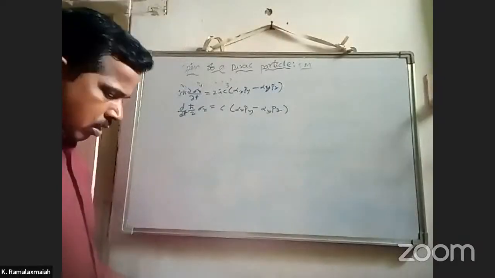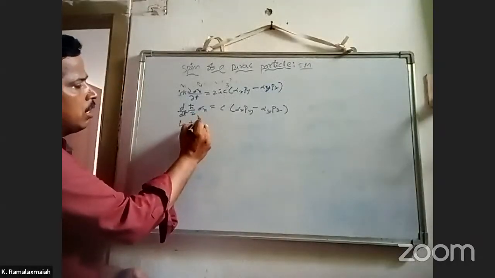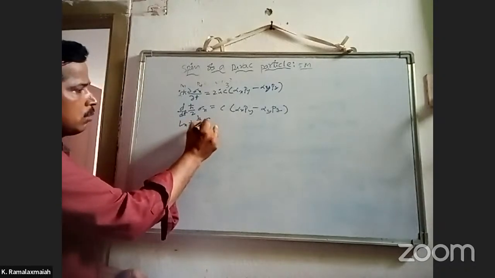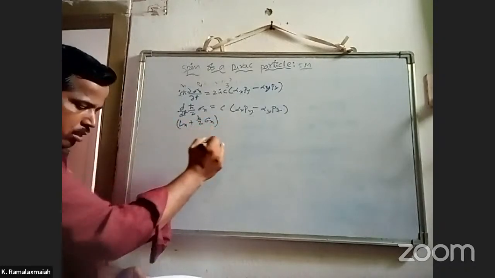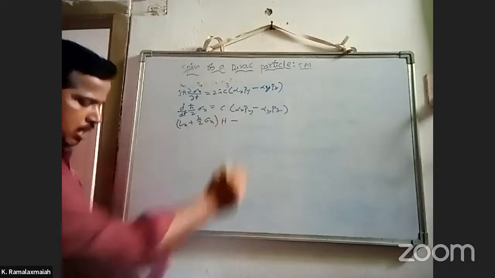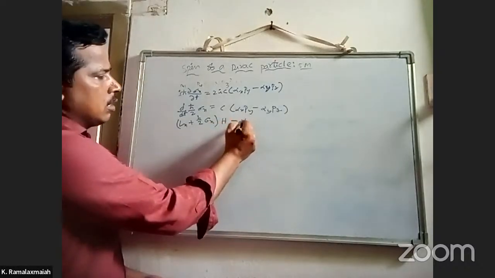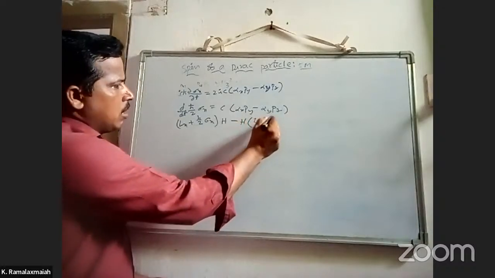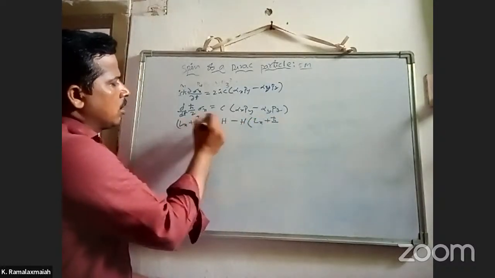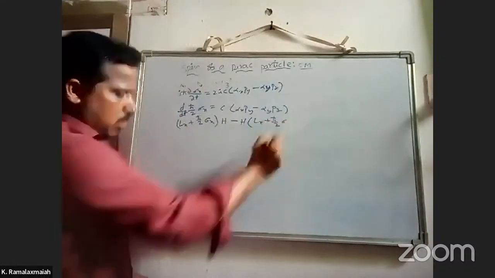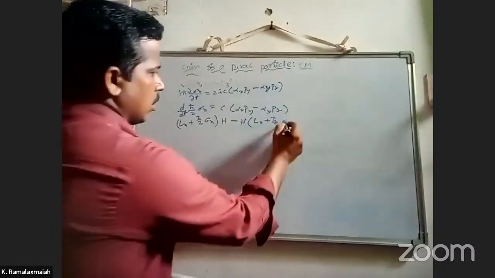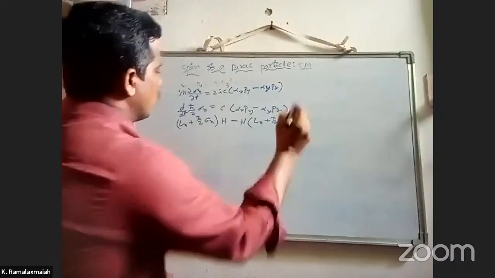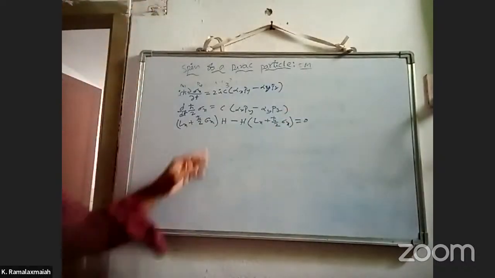Okay. So next, the [Lx plus h-bar by 2 sigma x] into H minus H into [Lx plus h-bar by 2 sigma x] is equal to 0. This is the commutative formula.